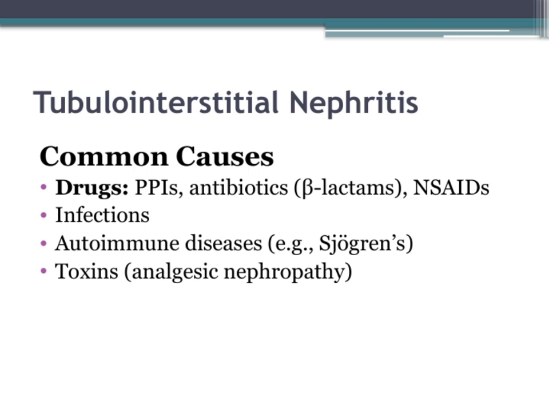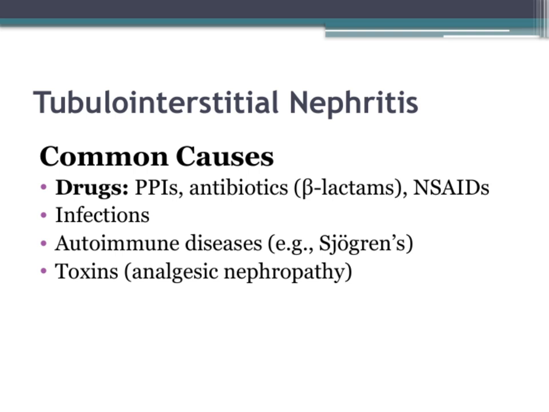Moving on, infections can also be a significant cause. Various bacterial or viral infections can directly damage the kidneys or trigger immune responses that harm renal tissue. Autoimmune diseases are another key factor. For example, Sjogren's syndrome, which primarily affects moisture-producing glands, can also involve the kidneys, leading to inflammation and damage.